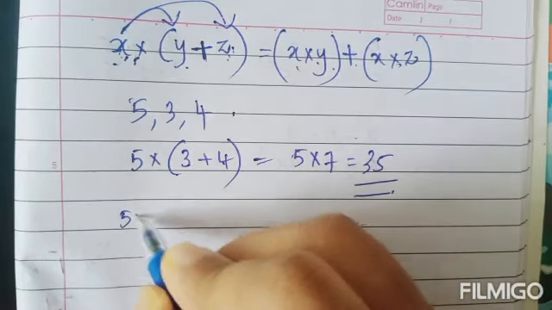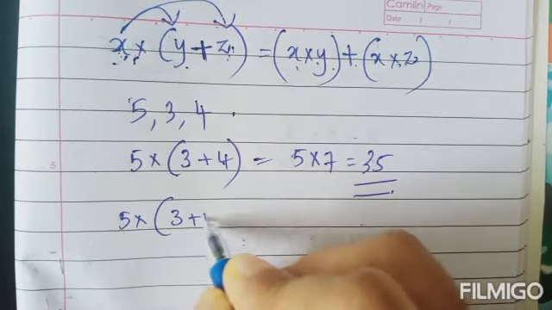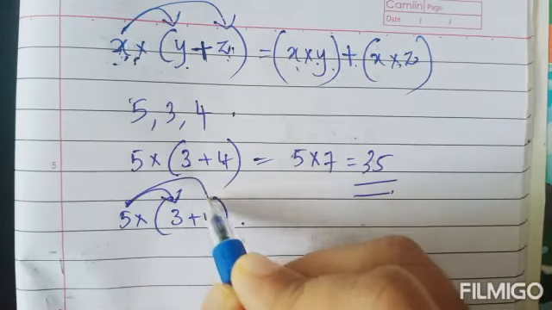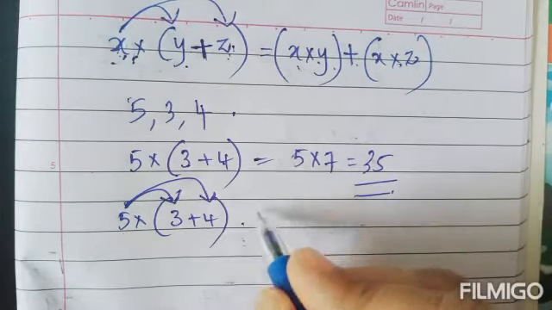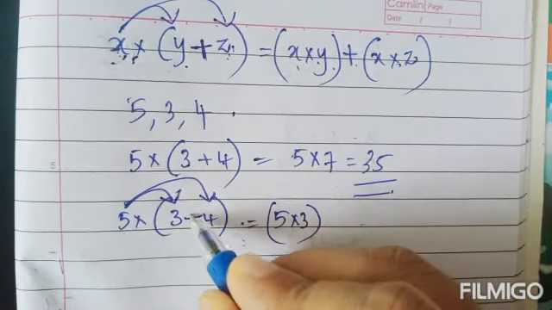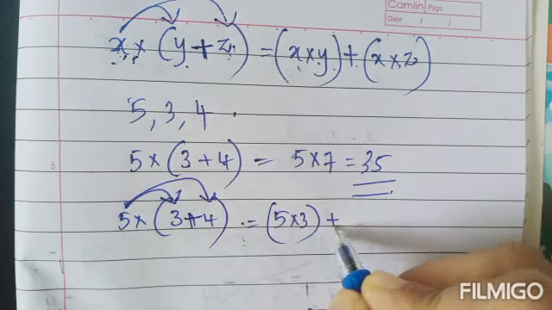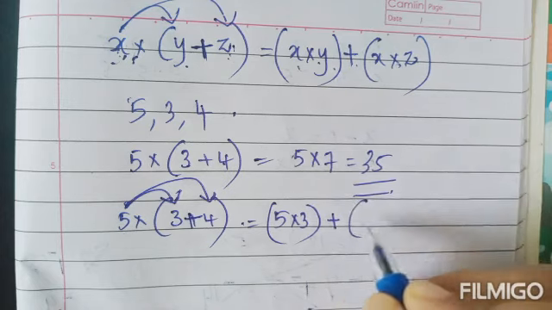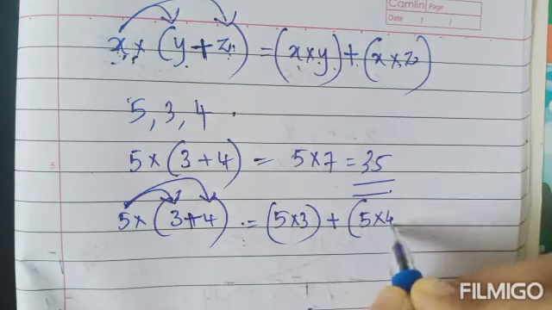So how? Let us see. 5 into (3 plus 4). 5 we are multiplying by 3, and 5 we are multiplying by 4 also. Okay, so 5 into 3. Here the sign is plus, so put a plus sign here. If it is minus, you have to put a minus sign. Okay, plus 5 into 4.